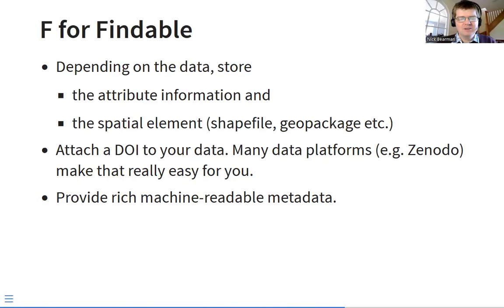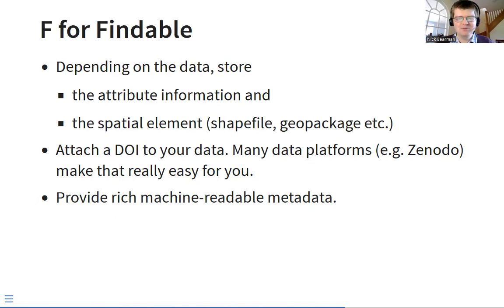So if you want to store a snapshot of something, I'd really recommend you store the attribute information, so the attribute table, but also the spatial element as well, whether in a shapefile or geopackage or whatever format it is. We'll get to that in a bit. And you can do this using a DOI. For example, if you upload a dataset to Zenodo, they'll give you a DOI snapshot, and that will be there for permanence, as far as we can tell.